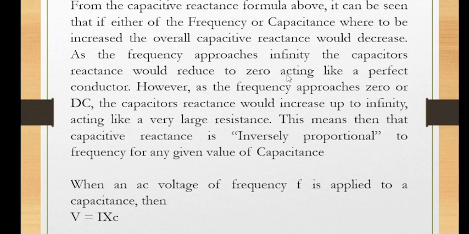So if the frequency is increasing, the capacitor's reactance, which is their resistance, would reduce to 0, acting like a perfect conductor. You know that reactance is in opposition to the flow of current, but now we're talking about an AC circuit. So what are we saying now? If F increases to its maximum value, like to infinity, then what is happening?